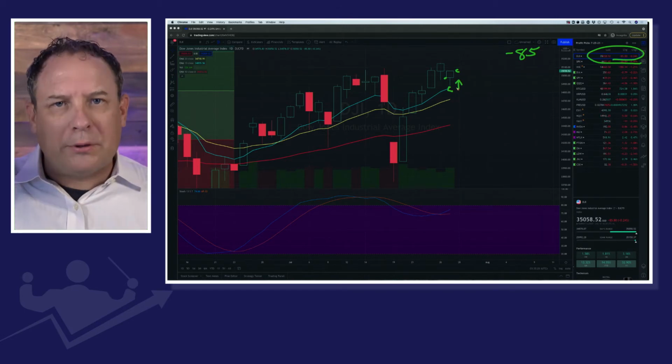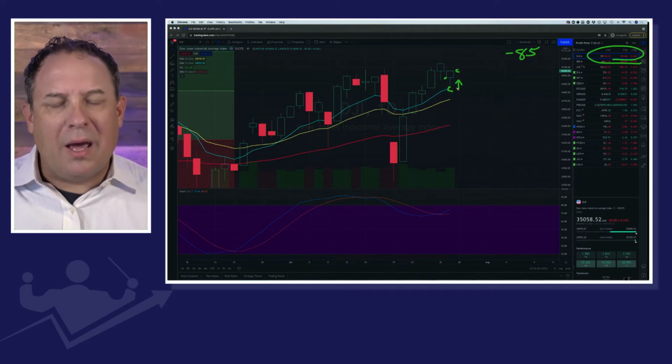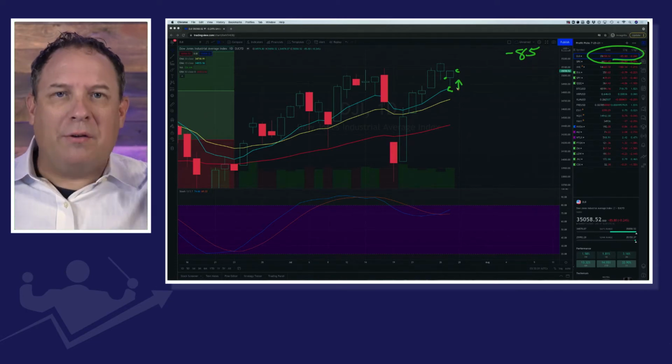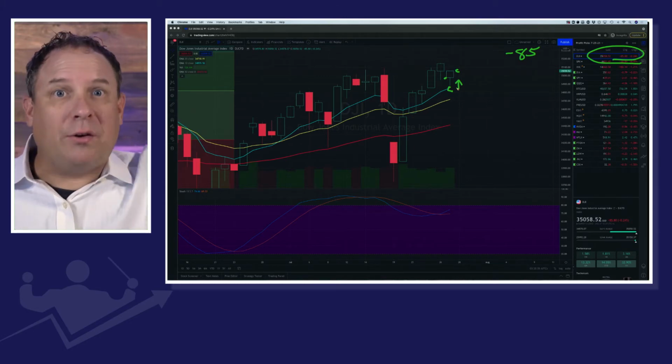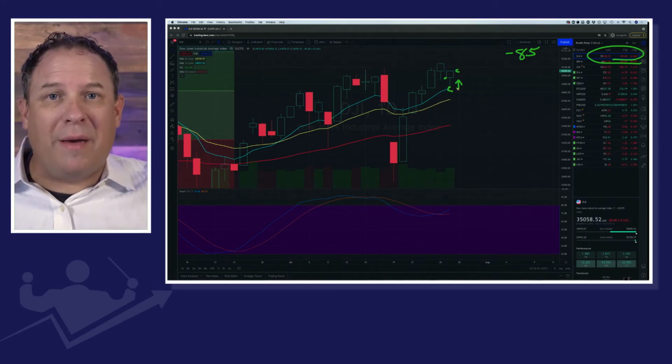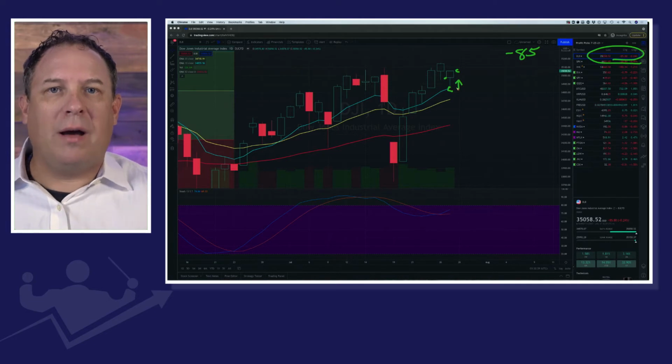The flip is true as well. Anytime you see a long upper shadow, it's a bearish candlestick, or rather the shadow's bearish, because in order to create that upper shadow, the bulls had to run up, and then the bears came in and drove it back down, which created that long upper shadow.